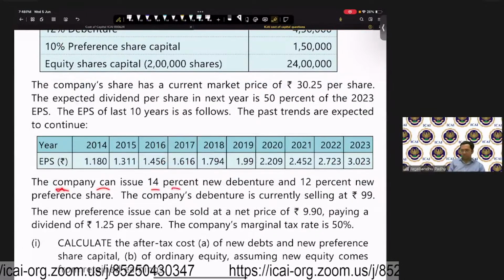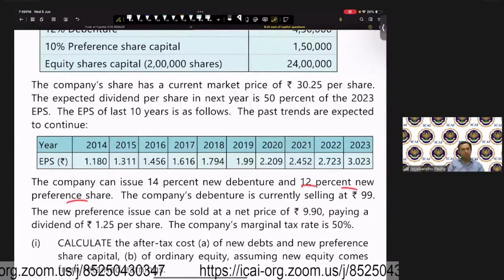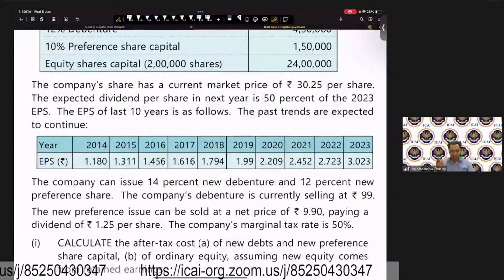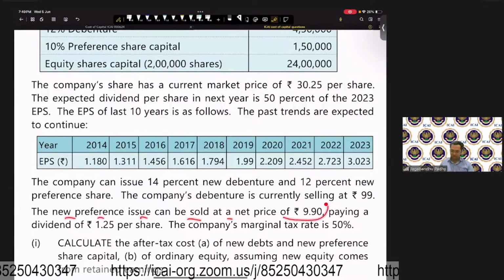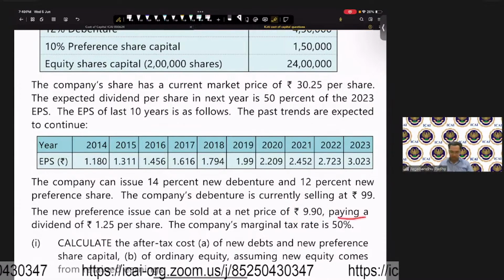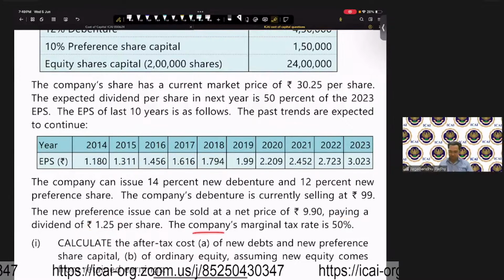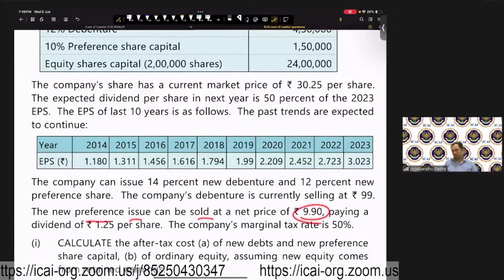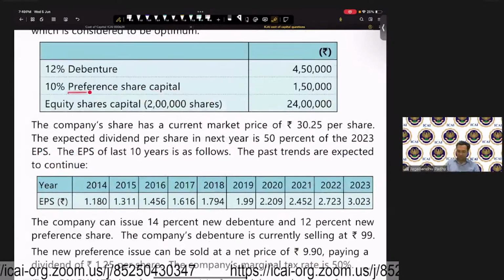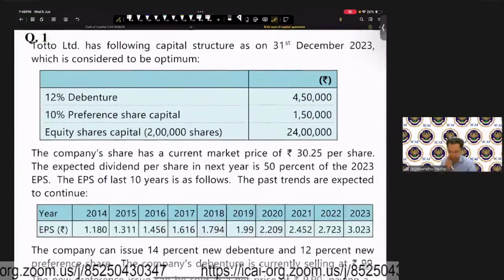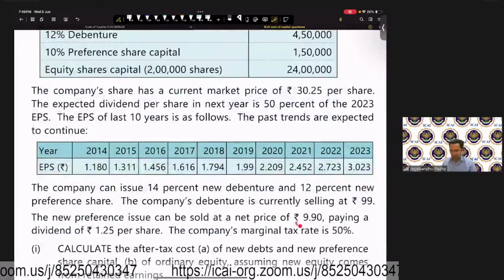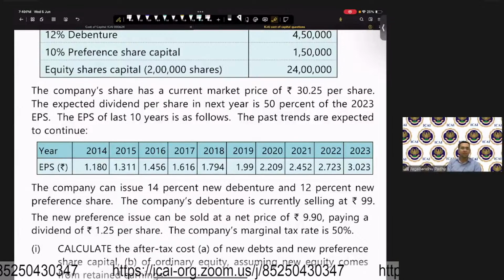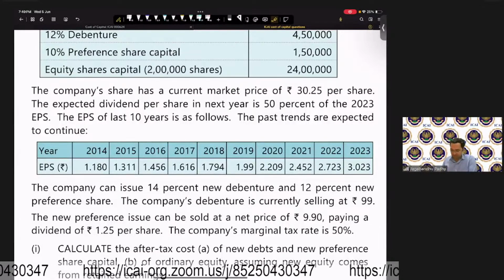So the company can issue 14% new debentures and 12% new preference shares. Company's debenture is currently selling at 99. The current market price of the debenture is given as 99. The new preference issue can be sold at a net price of 9.9, paying a dividend of 1.25 per share. Company's marginal tax rate is 50%. So we know the dividend, and we know the net proceeds we can get from the sale of the preference shares.